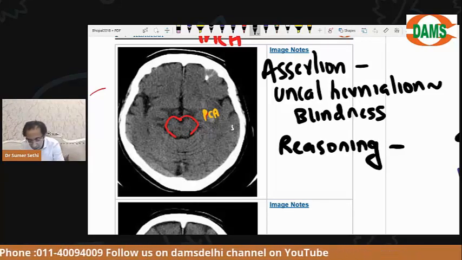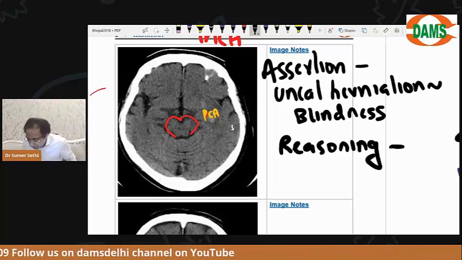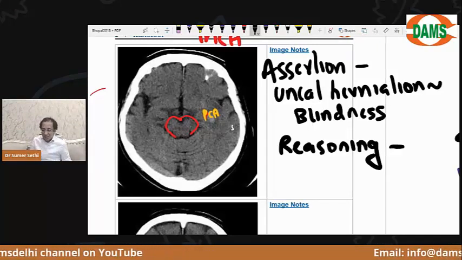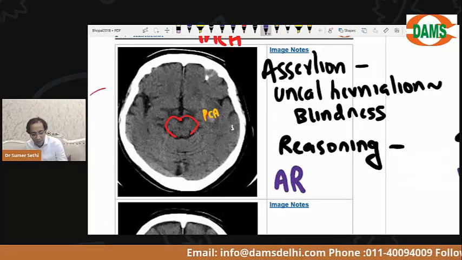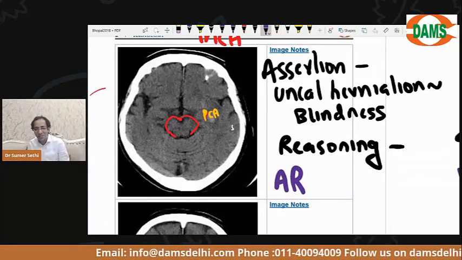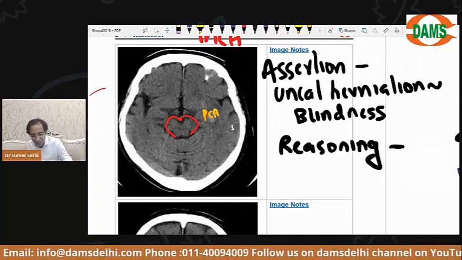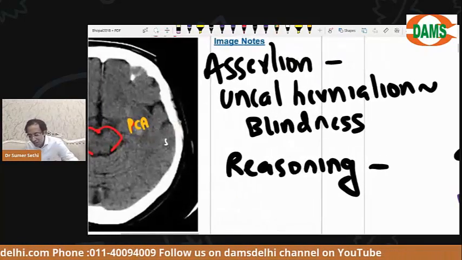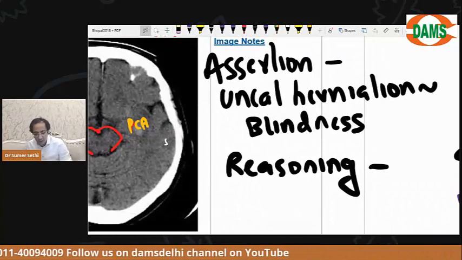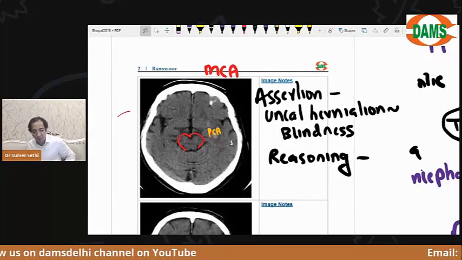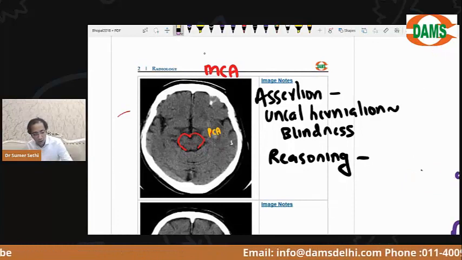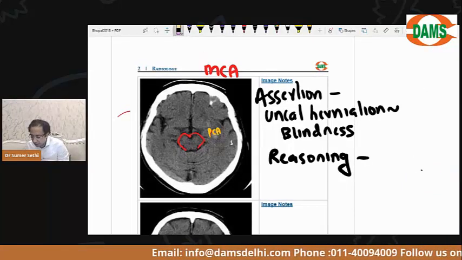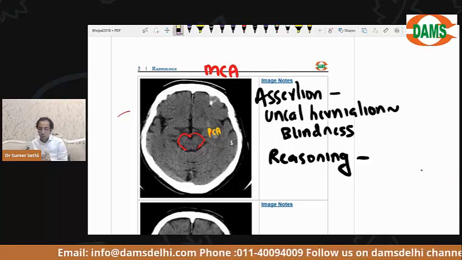Everybody understands? So listen to me and answer. Assertion is, this is the AIIMS pattern where some children were asking, sir, AIIMS का बताओ ना. अरे बच्चे, basic से तो AIIMS में पहुंचेंगे ना, ऐसे थोड़ी. Okay, assertion reasoning pattern is, uncal herniation can lead to blindness. Yes or no? If yes, then tell me why. उncal herniation में blindness हो सकता है, अगर हाँ तो क्यों?